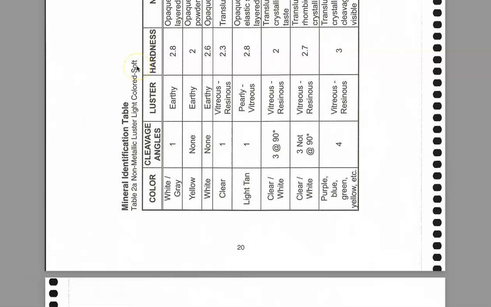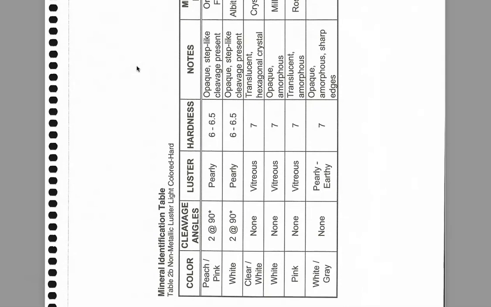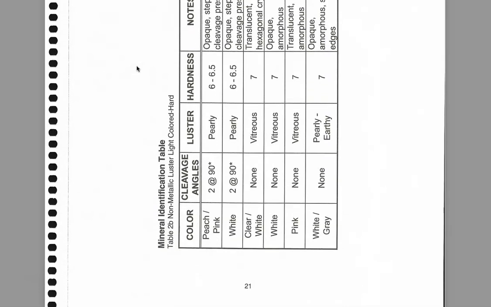non-light, soft. We decided this was hard. So what do we want? Not 2A, but 2B. All right. So you see how 2B, non-metallic, luster, light colored, hard.